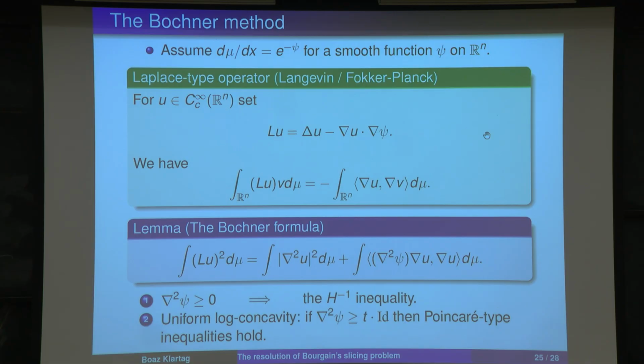Another important fact, essentially known to Lichnerowicz in the Riemannian setting, is that if you not only assume that the measure is log-concave, that the Hessian of psi is non-negative, but you actually assume more, you assume uniform log-concavity. You assume that the Hessian of psi is at least some number t. Then you get some Poincare type inequalities depending on t. Okay, so this is something that will be used more tomorrow.